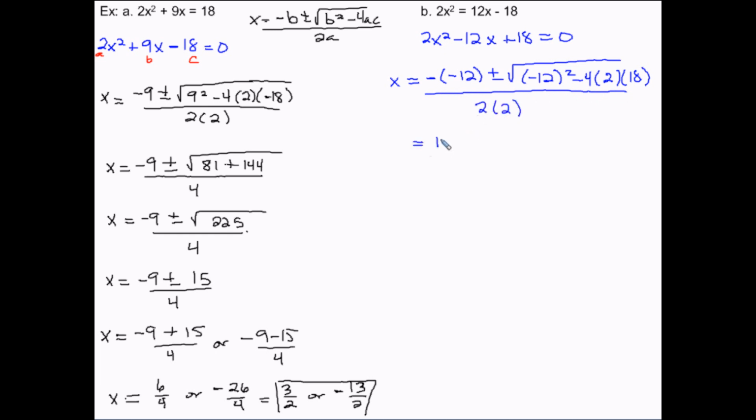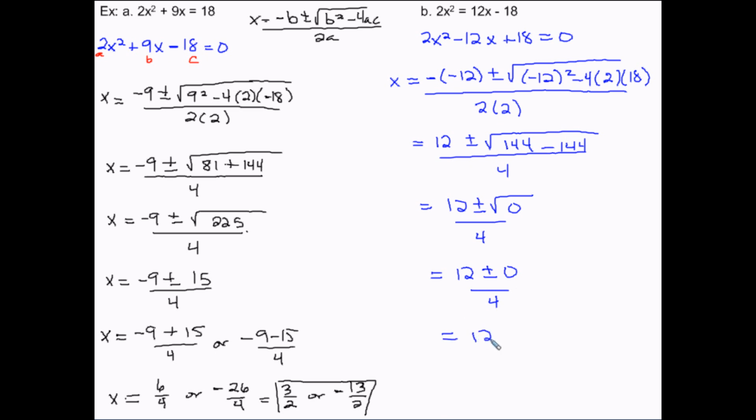So I get 12 plus or minus the square root of 144. And I still have the same numbers, 4 times 2 times 18, but instead of being a positive 144, it's going to be negative because I only have one negative. Divided by 4. So I get 12 plus or minus the square root of 0 divided by 4. The square root of 0 is 0.